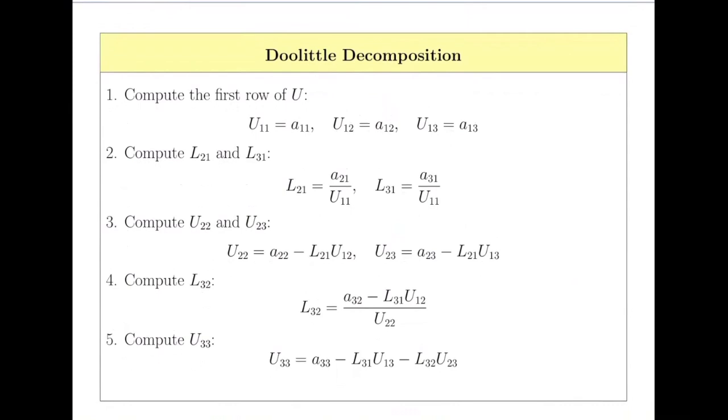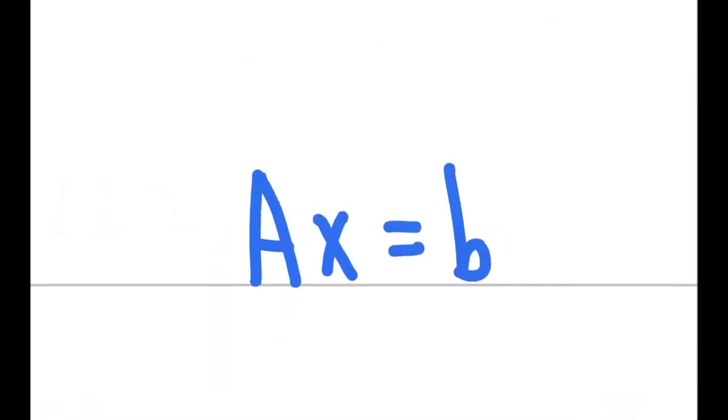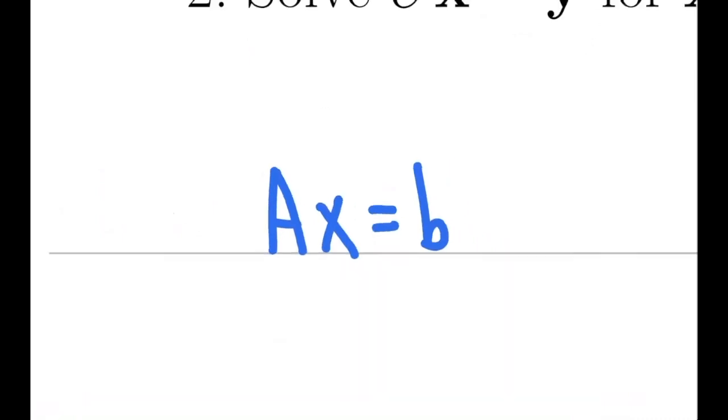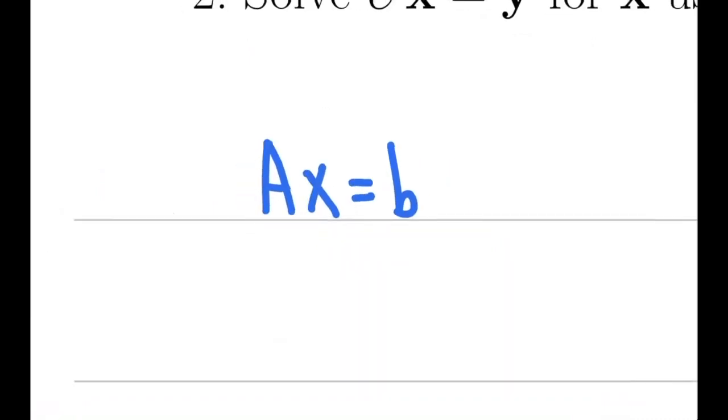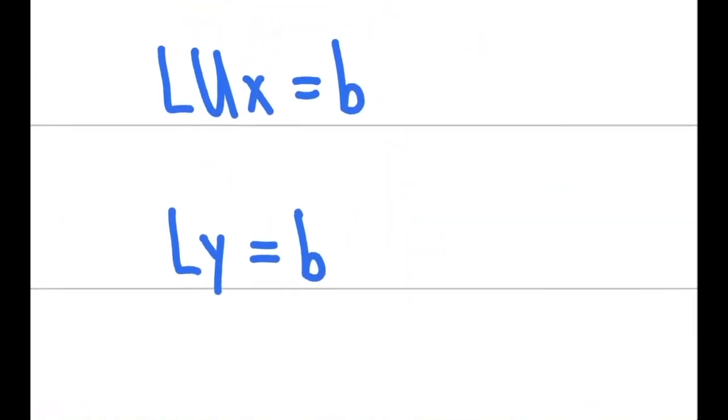So once A is written as L times U, solving AX equals B becomes a two-step process. So first, let me write this out. So we know AX equals B. That's what we're given. We're given a system of linear equations. I just wrote A as L times U. So LUX equals B. What I can do is I'm going to let UX equal Y. So we now have LY equals B, and UX, I just said, is Y.